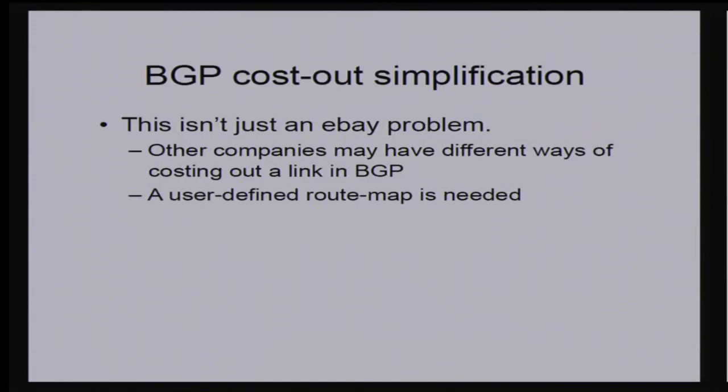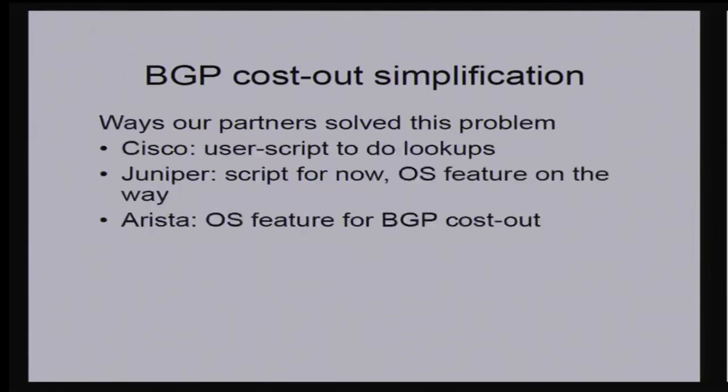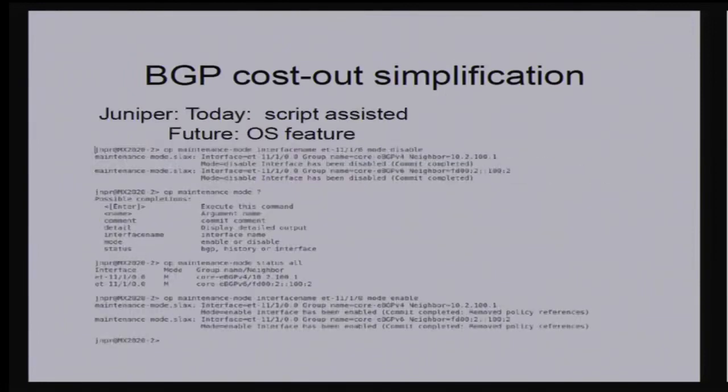So as we thought about this, we said, hey, if we're going to ask vendors to work on this for us, this can't be an eBay-only solution. We use eBGP, we use prepends, but other colleagues may choose different ways of doing it. So we said, hey, if we're going to do this, a user-defined route map is probably the best way of doing it. So we went to our vendors and said, hey, can you guys build this for us? And we got a number of different responses, and I think Ron is going to talk about the Juniper one.